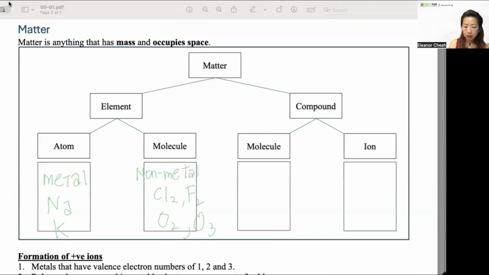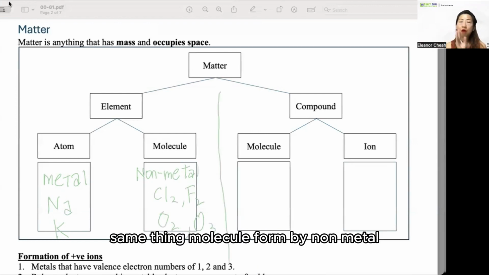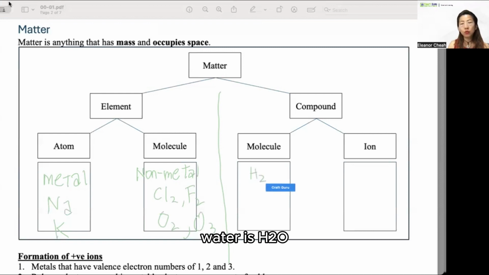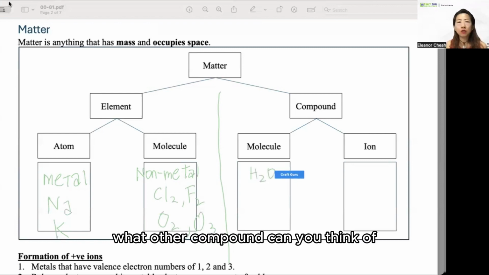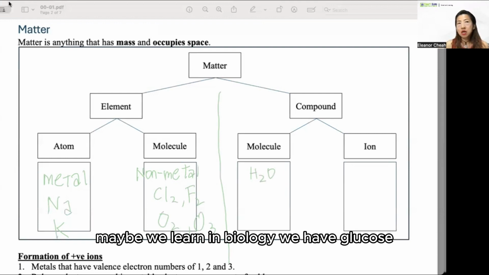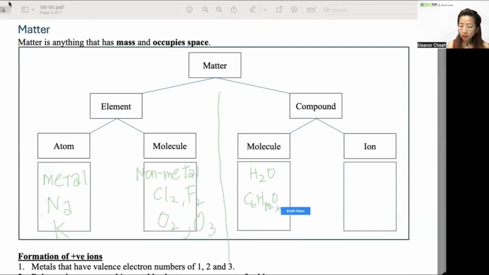This is element. For compound, same thing, molecule formed by non-metal. Just now I have given one example. Water is H2O. What other compound can you think of that is formed by non-metal? Maybe we learned in biology, we have glucose, C6H12O6. So this is molecule.